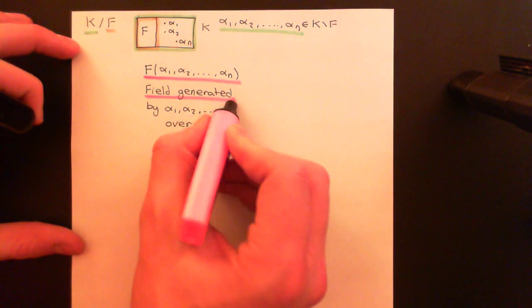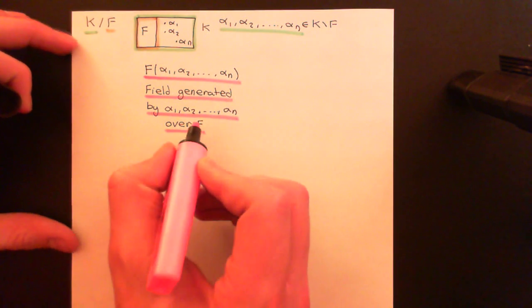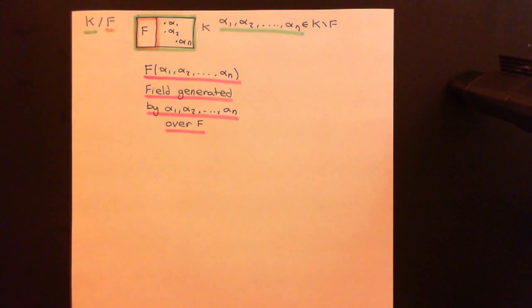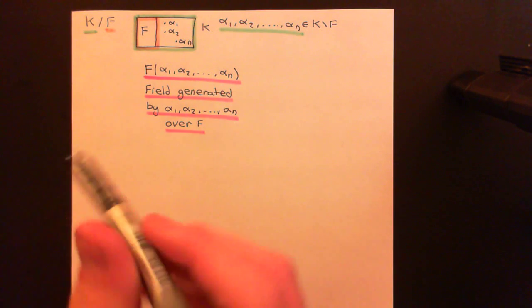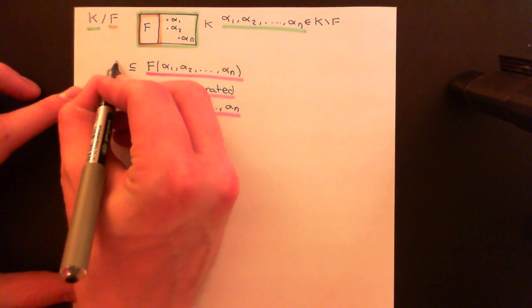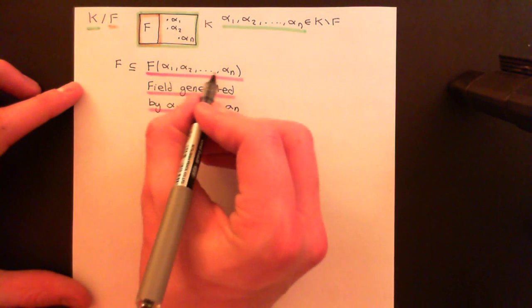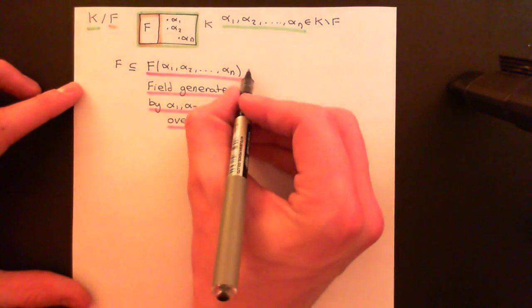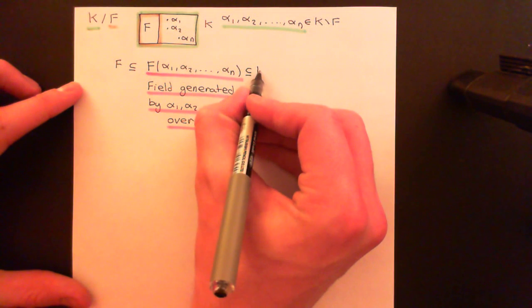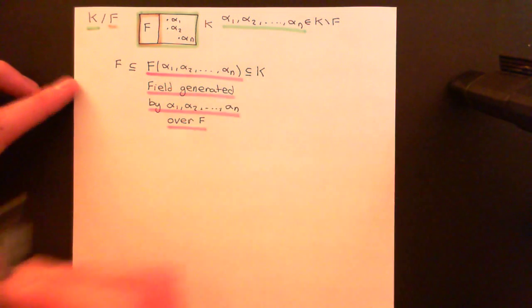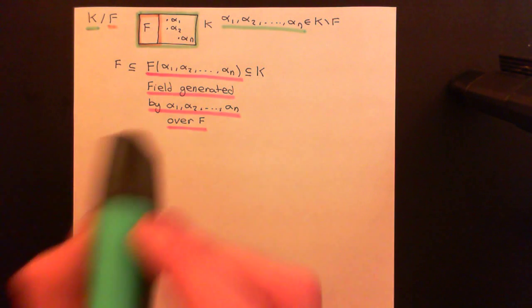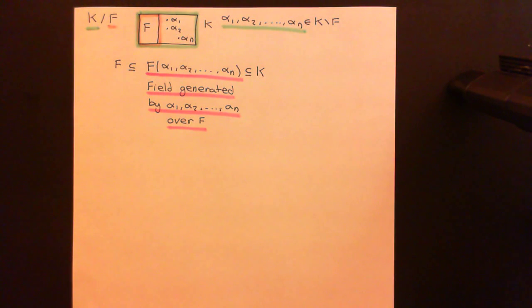Okay, so I'll colour it in pink here. This is the definition: this is the smallest subfield of the larger field capital K that completely contains the field capital F. So it has to completely contain capital F as a subfield, but it also has to contain all of these elements alpha 1, alpha 2, all the way up to alpha n. And I'll repeat that this is a subfield, not necessarily a proper subfield of the field capital K. Okay, so this is what I mean by the field generated by alpha 1, alpha 2, all the way up to alpha n over F.